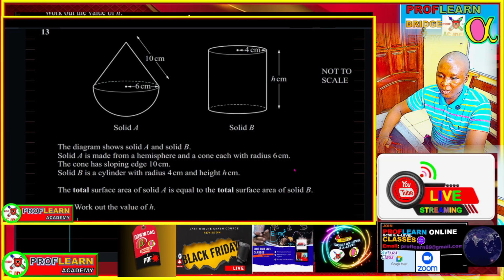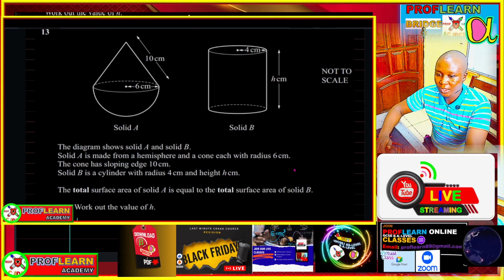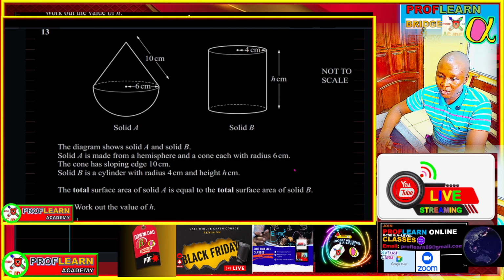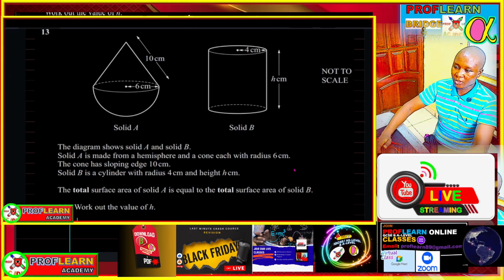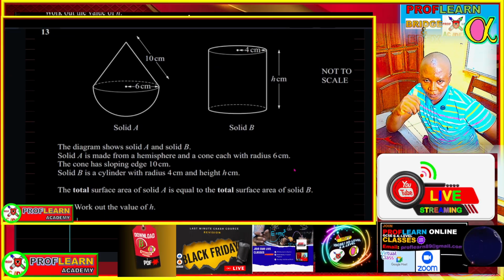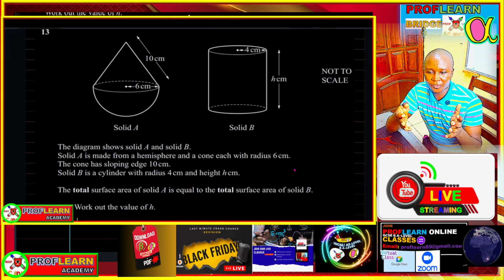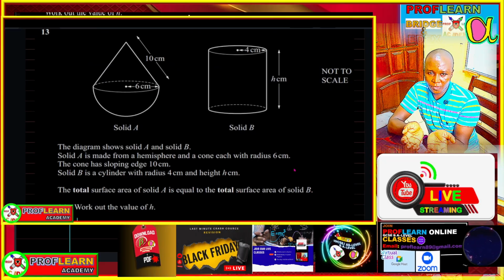And then in the diagram, we have A and B. Solid A is made from a hemisphere and a cone, each with radius 6, and the cone has a sloping edge of 10 centimeters. Solid B is a cylinder with radius 4 and height h. The total surface area of A is equal to the total surface area of B. Work out the value of h. So in this particular question, what you are supposed to do is to find the surface area of the cone, that is the curved part of the cone, and the surface area of the hemisphere, the lower part.